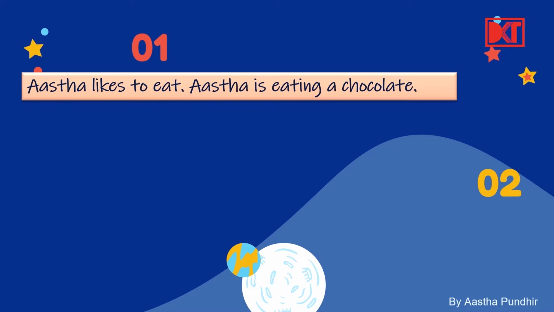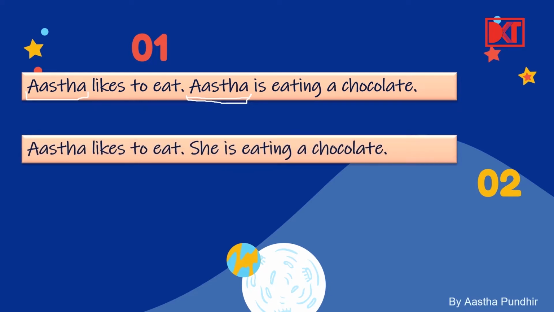See, we write Aastha likes to eat. Aastha is eating a chocolate. Here, what is the noun? Aastha likes to eat. Aastha is being repeated. The noun, the proper noun Aastha is being repeated. So we will replace it with a pronoun. Aastha likes to eat. She is eating a chocolate. You see how we have avoided repetition of the noun and we have replaced it with a pronoun.